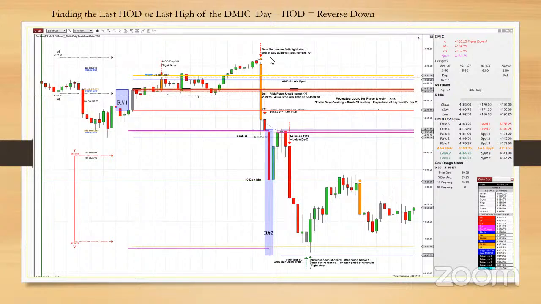At the next orange team signal, we get a second HOD, high of Dimmock day, reverse sell signal. This HOD reverse down signal matches the M side bar high over here of the key rectangle 1 of the week. Waiting for the break of C1, we use the scaffold and structure to project the steps down and pre-place sell orders.